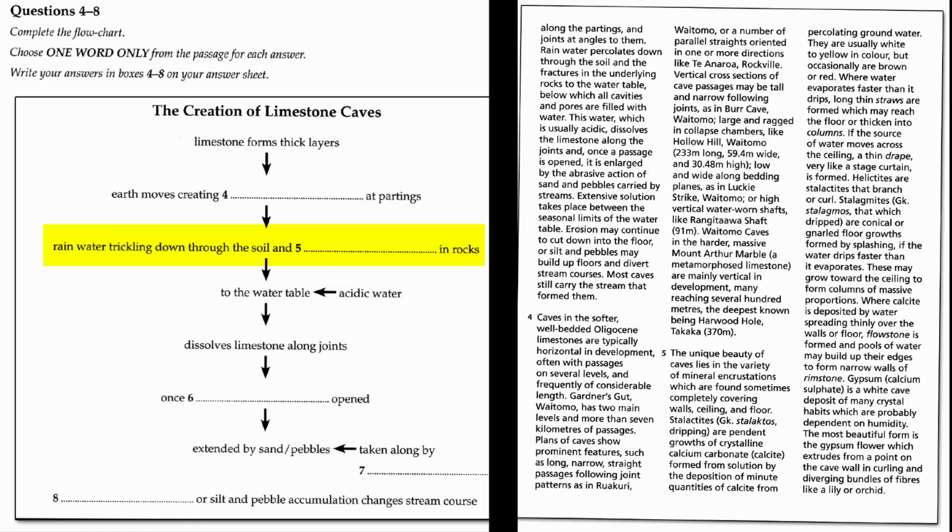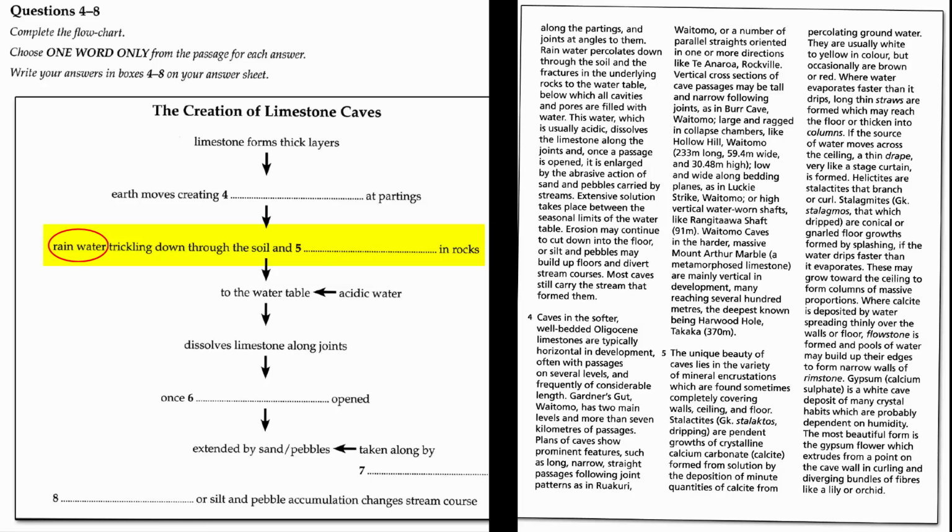Rainwater trickling down through the soil and dash in rocks. Now the clue word is rainwater. Okay, and one more thing. In flowchart, questions and answers are always in the same order. We found the answer of question number 4. Now we read ahead, we'll find the answer of question number 5. Then we read ahead question number 6. So rainwater is our clue word, and we need to find rainwater trickling down through the soil and dash in rocks. So it means with soil there is something else where the rainwater goes through.